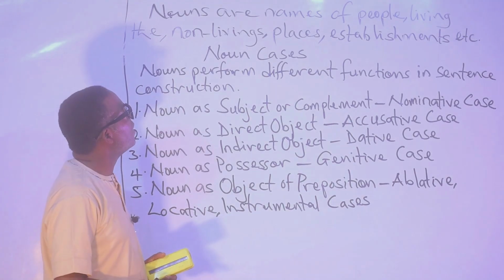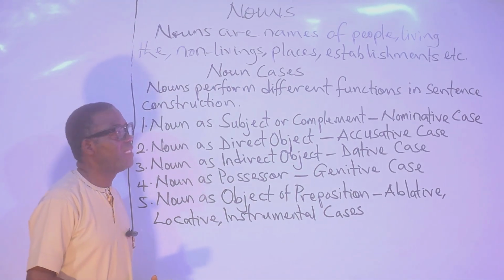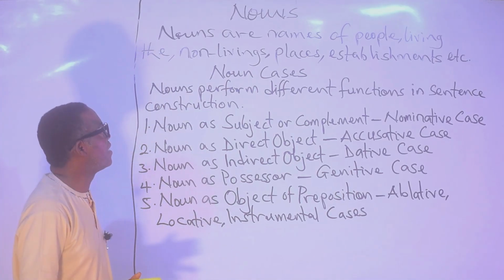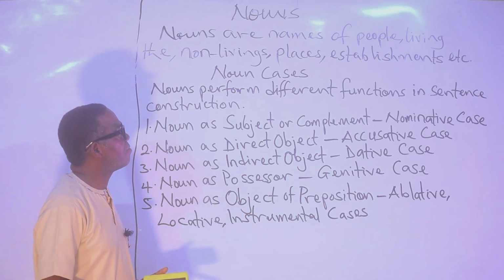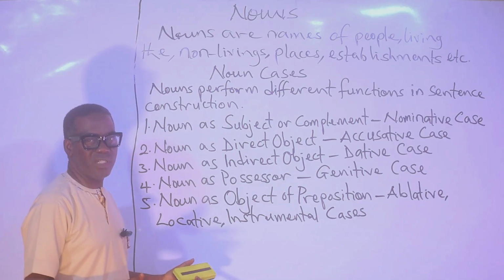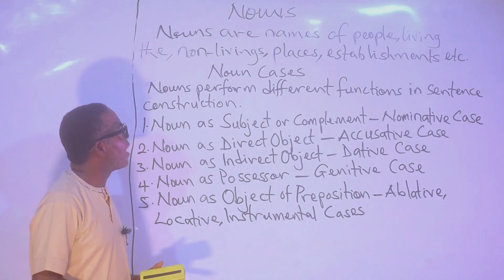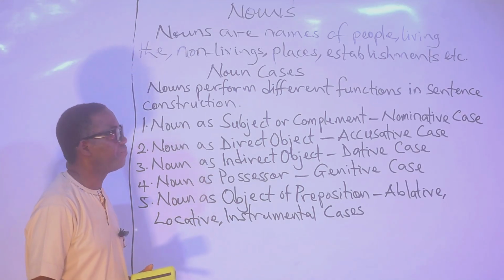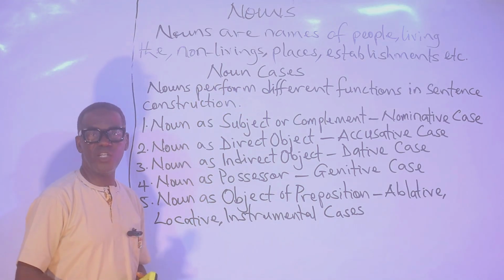Now we come to Hebrew nouns. Usually, nouns are names of people, living things, non-living things, places, establishments, etc. That one is so easy for some of us that are familiar with the English language. Let's come to some things in Hebrew now.